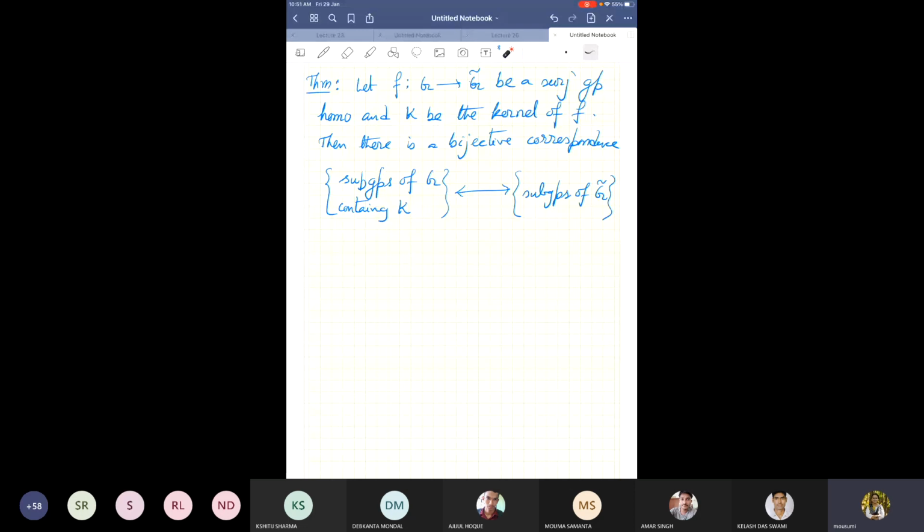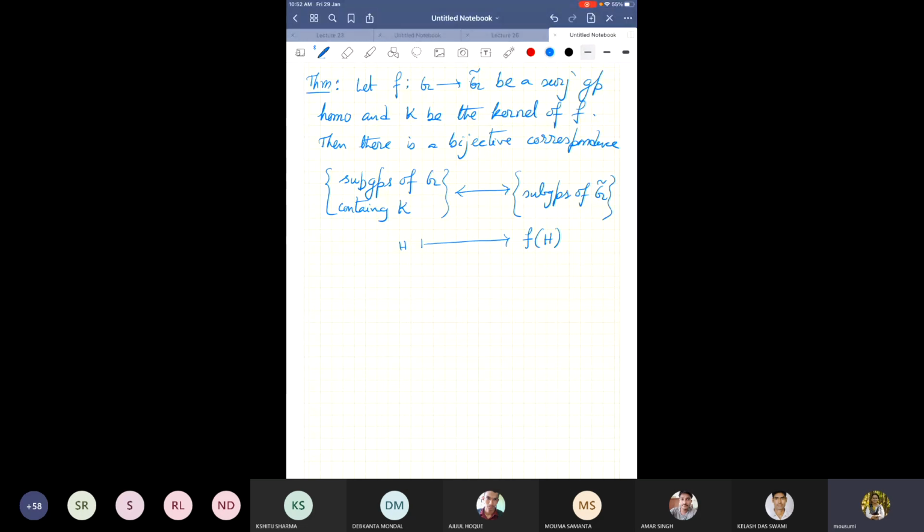So this gives you the association between the subgroups of two groups under a group homomorphism. But how do you associate these subgroups? That is the question. Suppose I start with a subgroup H on this side. I should associate a subgroup on the other side. So what will be the natural correspondence? Where should I send this H? Image of H under F. So F of this will be a subgroup of G tilde.